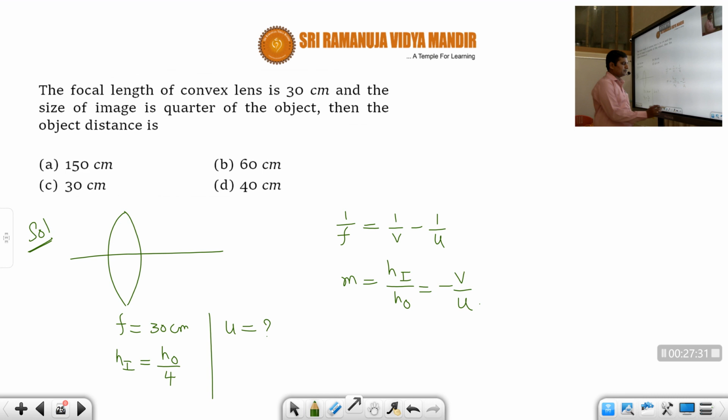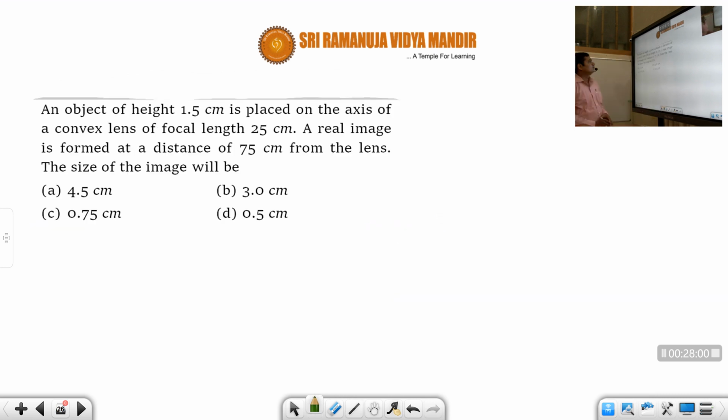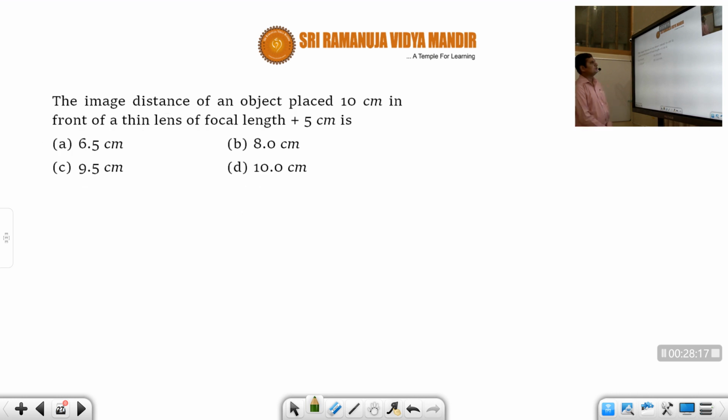Please do this as homework since time is almost over, and the next one also you can do as homework. An object of height 1.5 centimeters is placed on the axis of a convex lens of focal length 25. A real image is formed at a distance of 75 centimeters from the lens. What is the size of the image? They may ask different things, but the formula remains the same, students. Please do the next problem also: the image distance of an object placed 10 centimeters in front of a thin lens of focal length 5 centimeters is. Simple formula.